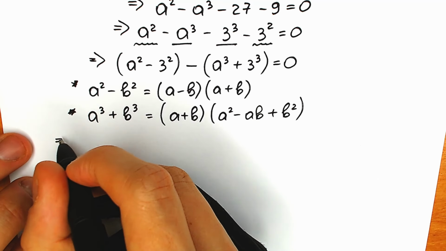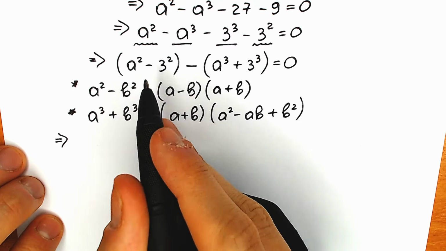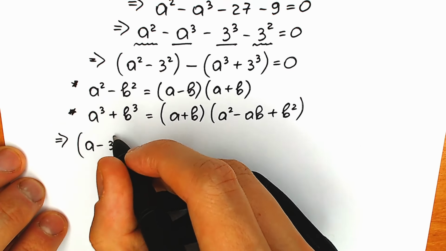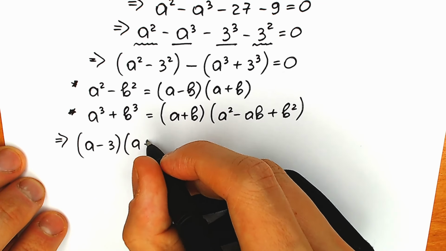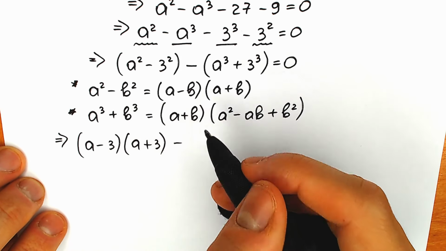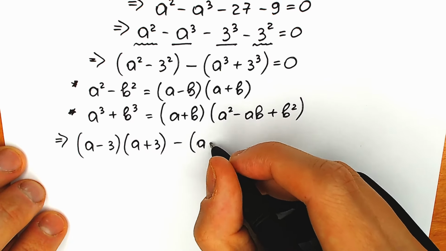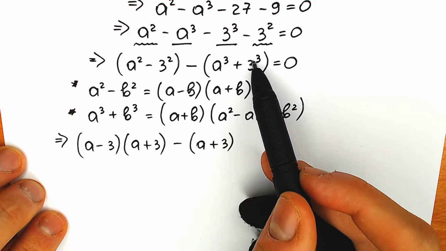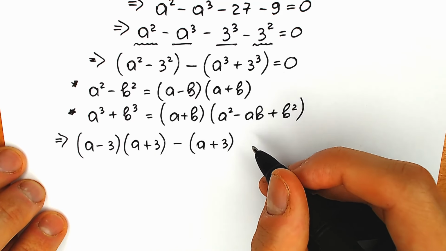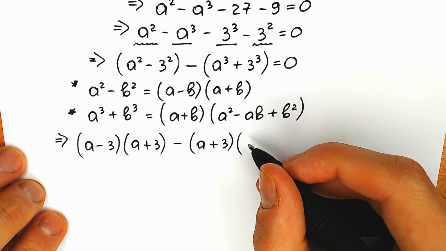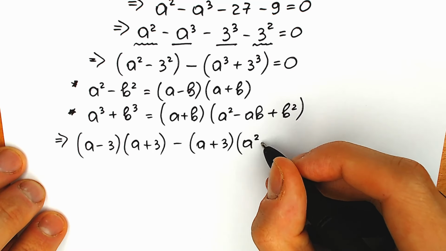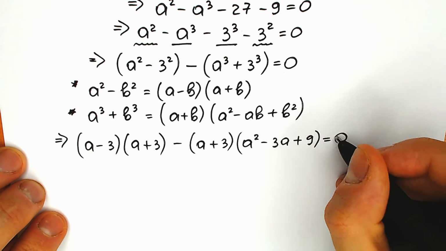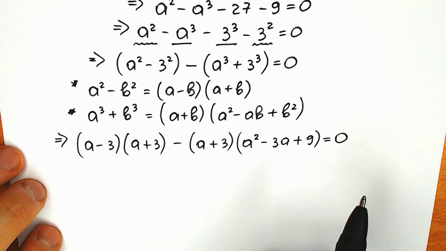Let's start from the left side. So a square minus 3 square, in terms of the difference of squares formula, is a minus 3 times a plus 3. And for the second part, minus, right here we have a sum of cubes, so let's write it as a plus 3. I'm going to apply this a and this 3 instead of a and b. Then we have a square minus 3a plus 9 equal to 0. Okay, we applied this formula, everything is great.